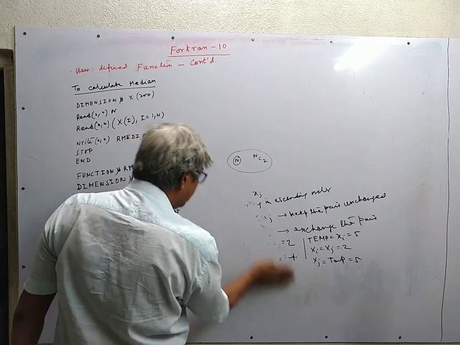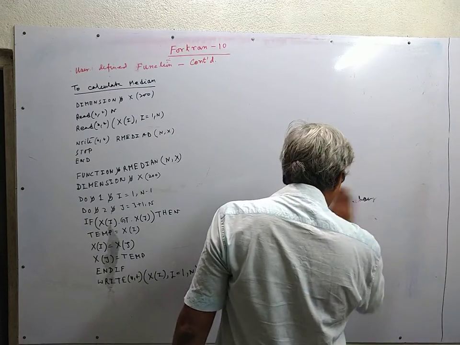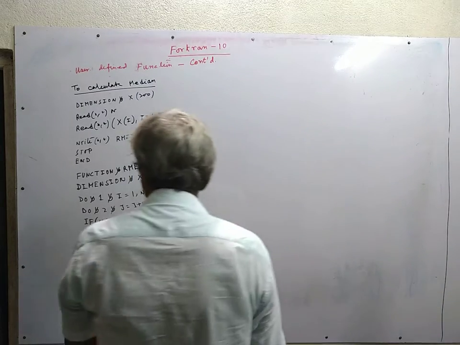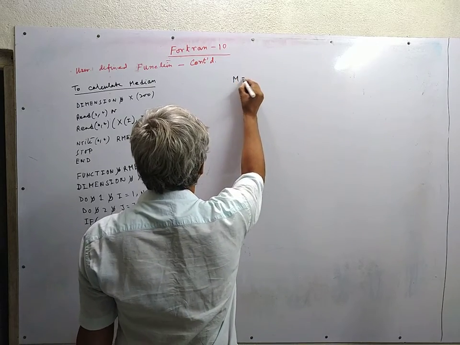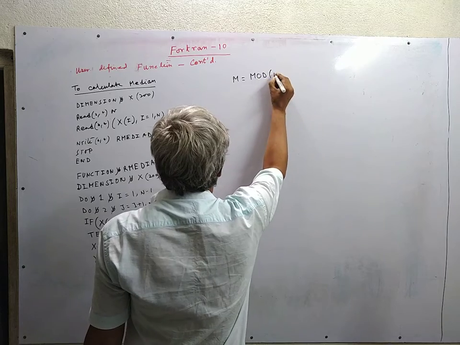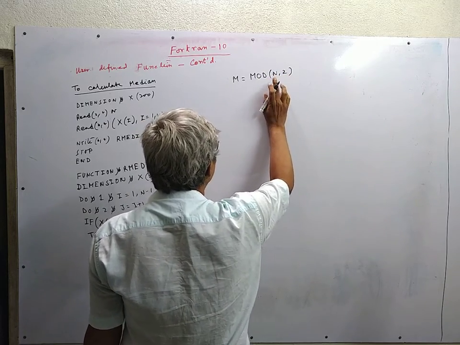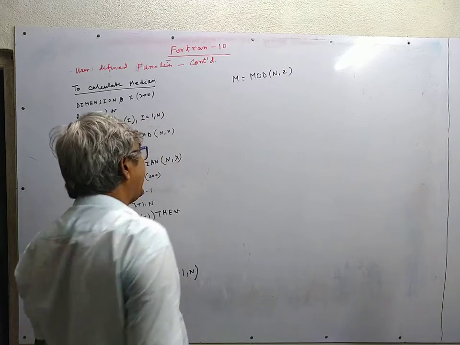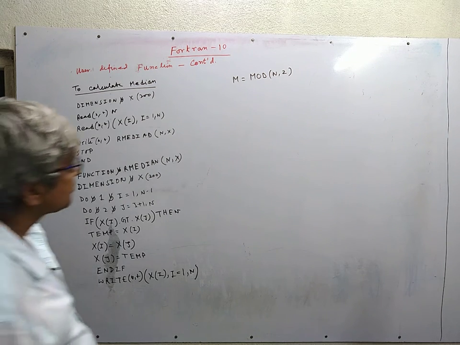Now we are to find out the median. So first we need to check whether n is even or odd. From this we write m is equal to mod of n by 2. So this is the remainder, meaning the remainder when n is divided by 2. If n is an even number, then m is 0, and otherwise it is 1.